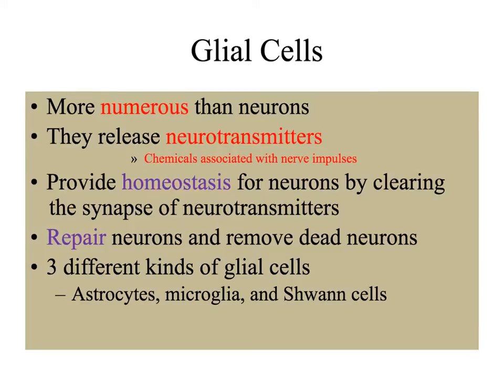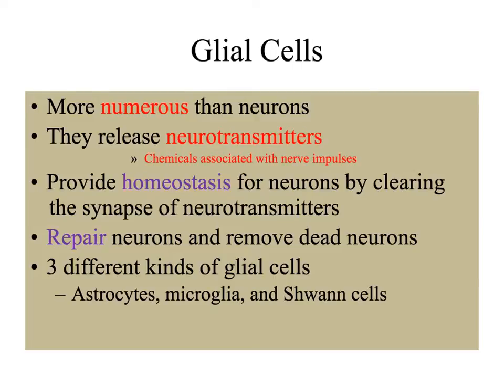A second function of the glial cells is they provide homeostasis for neurons, because there's going to be these neurotransmitters released out of the axon terminals, and these glial cells are actually going to clear them out as well. So they provide homeostasis for neurons by clearing the synapse of neurotransmitters. So you will see that also in a little bit. The third function of the glial cells is to repair neurons and remove any neurons that are not working or dead neurons.